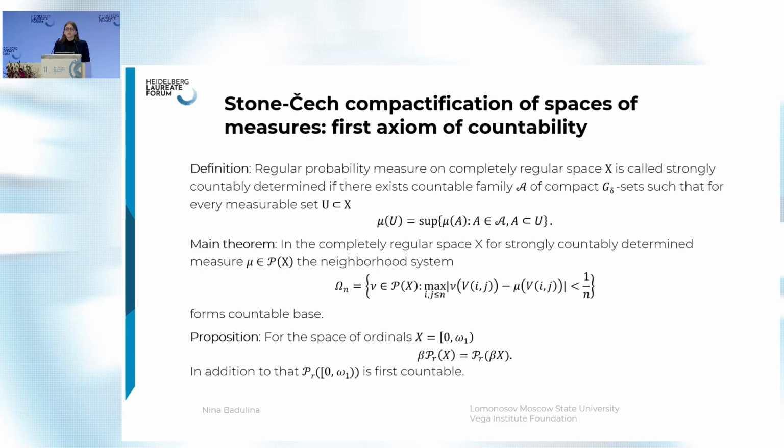It turned out that the notion of a strongly countably determined measure is crucial for the question. For these kinds of measures, we can explicitly construct a countable local base, as it is stated in the main theorem of my recent work. By this generalization, we can finally construct a desired example, which is the space of ordinals before the first uncountable.